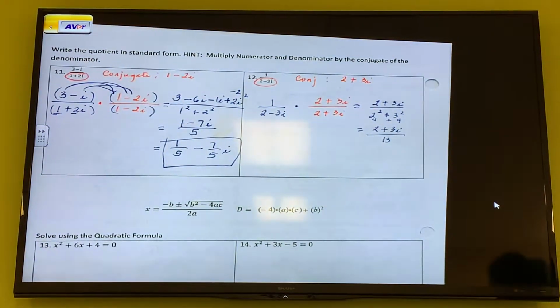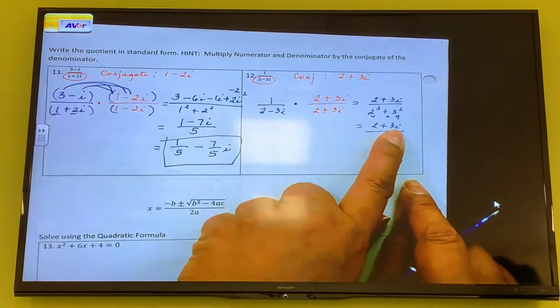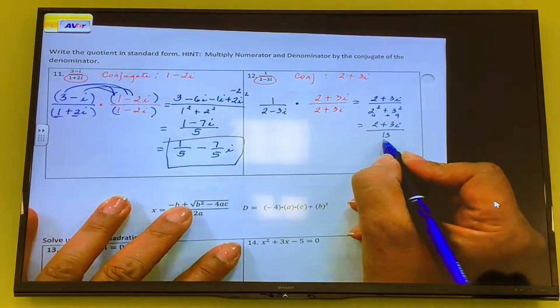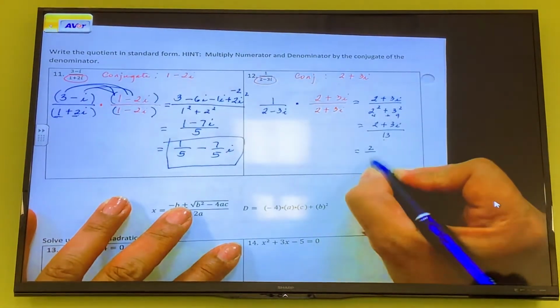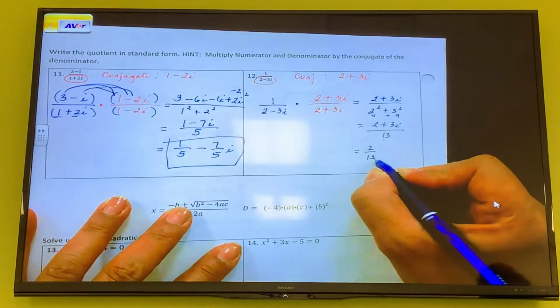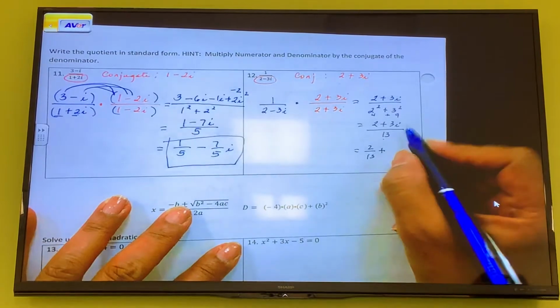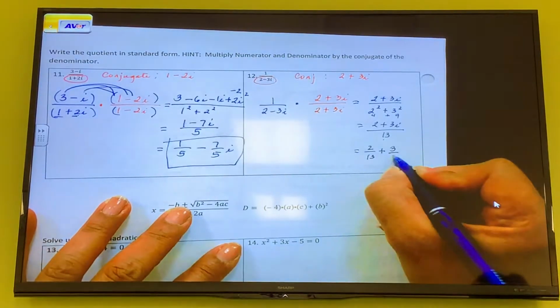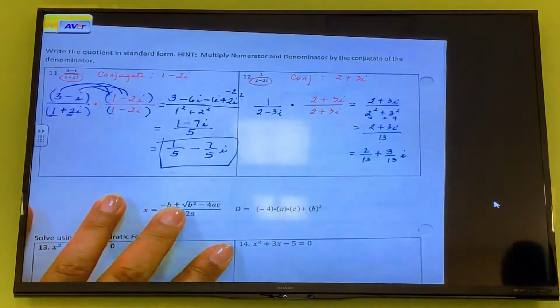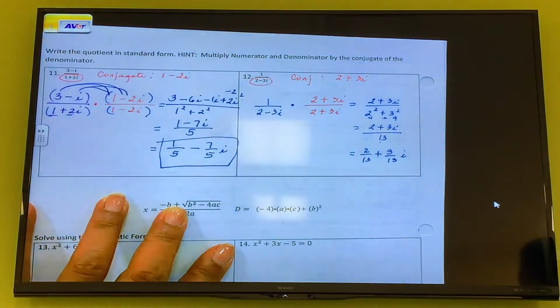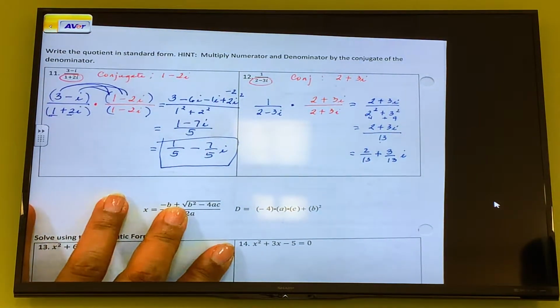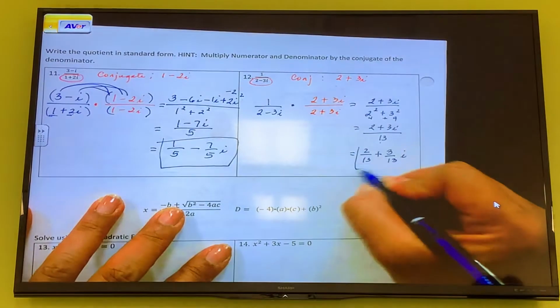But we're not done yet because they want our answers in standard form. So we have to separate the real number from the imaginary. But the denominator is just 13. So you just put this, with 13 as denominator. Then it's a plus sign between them. And then the imaginary, 3 over 13i. Can we simplify 2 over 13? No. 3 over 13? No. So that means this is already your final answer.